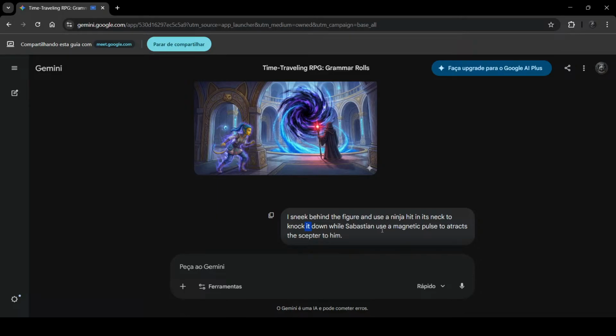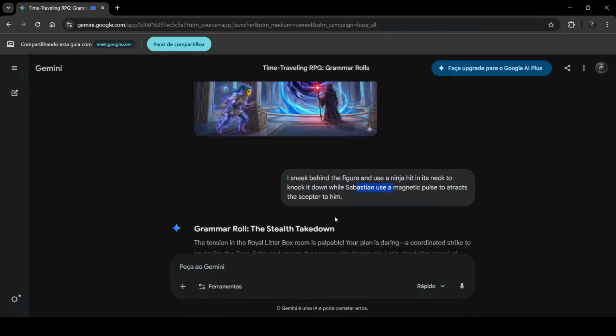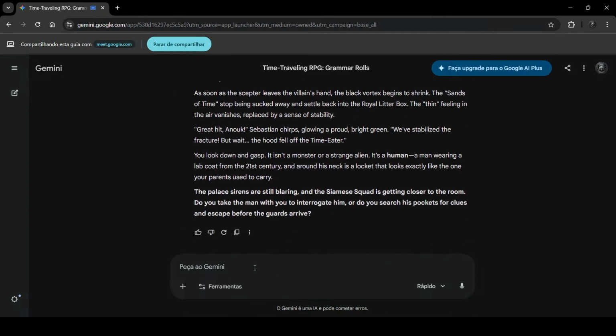And another thing here, the AI didn't see. Look, "while Sebastian use." No, you put the final s in the wrong place. It should be: "while Sebastian uses a magnetic pulse to attract the scepter to him." Okay. Very good. Well, we're not going to read this, we'll read it next time.